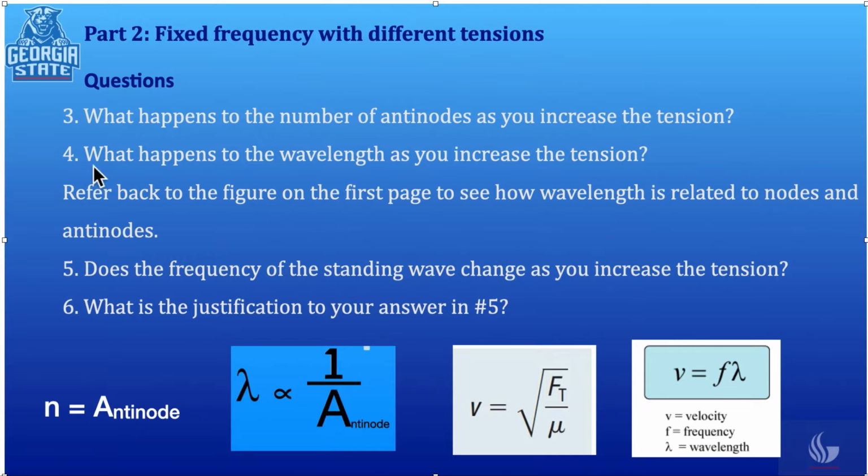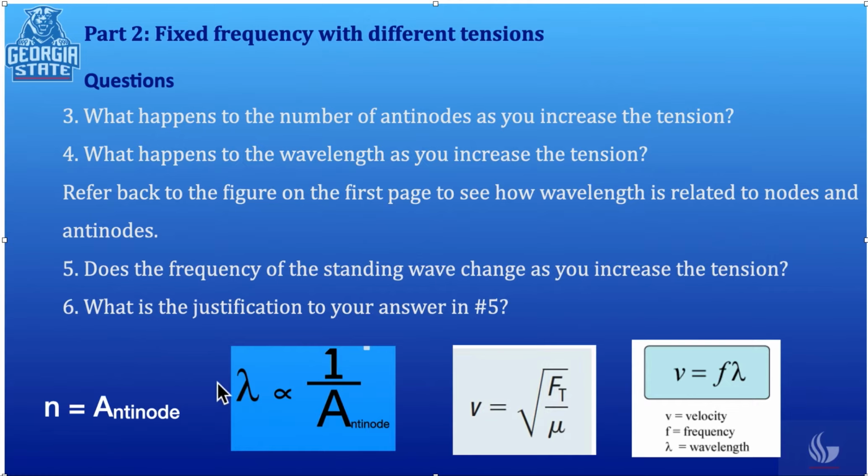Question 4. What happens to the wavelength as you increase the tension? We know that wavelength has an inverse relationship with antinodes. So if antinodes have decreased by increasing the tension, it means wavelength will increase. Tension and wavelength will be directly related if wavelength and antinodes are inversely related to each other. Refer back to the figure on the first page to see how wavelength is related to nodes and antinodes.